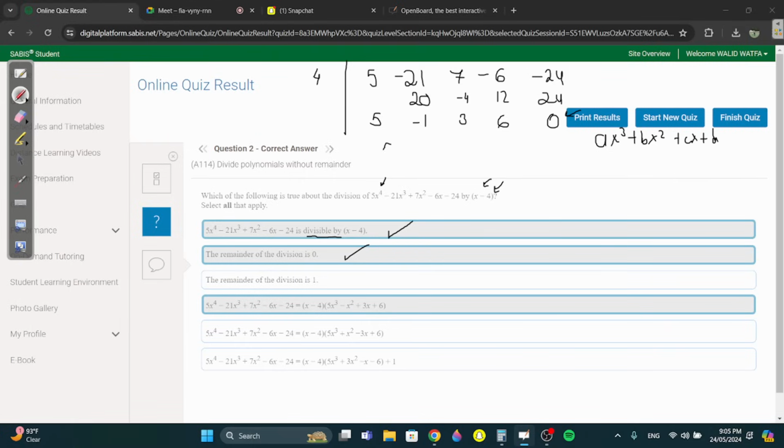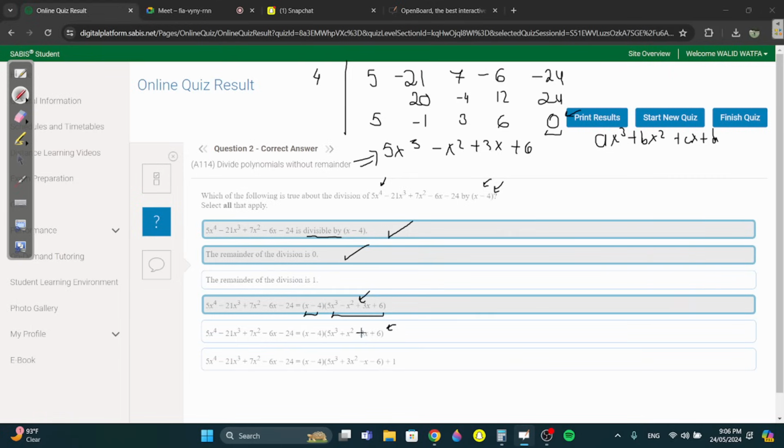So let's arrange 5x cubed minus x squared, because it's minus 1, plus 3x plus 6. Yeah, sorry, plus 6. And this 0 is our remainder, and since 0 is our remainder, we don't have to write it. So you can rewrite it as x minus 4 times our answer, right? That's it. You don't really have to write anything.